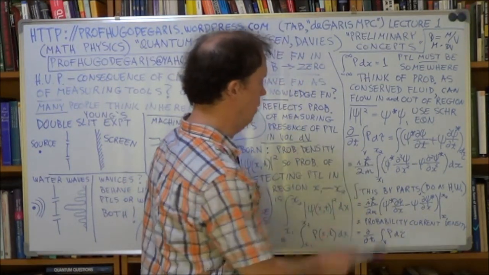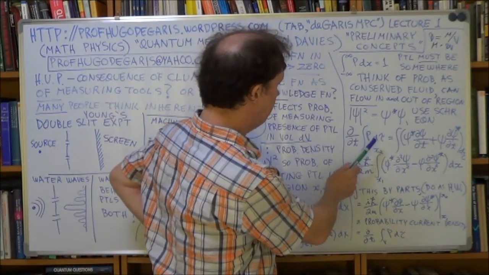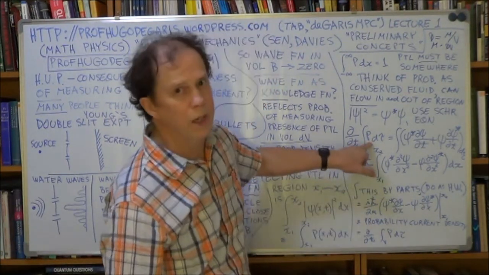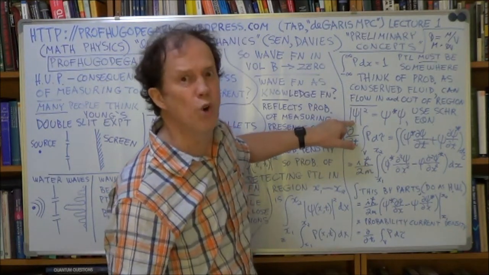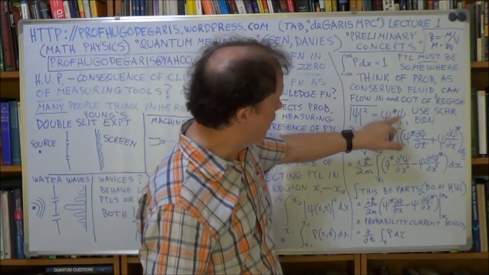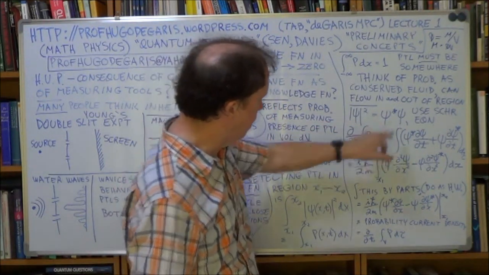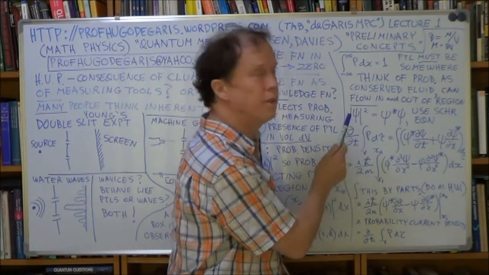So x1, x2. All right, now this P here, that's your probability density, which is defined as this is the Born suggestion, which is just psi star psi, right? So plug this in here. That's your P, probability distribution density.